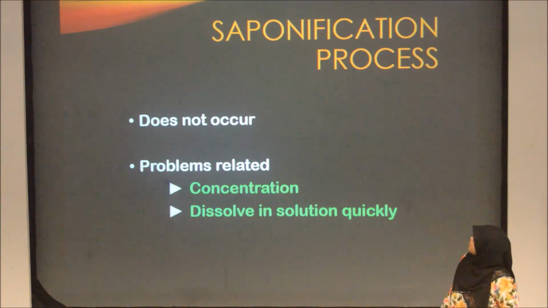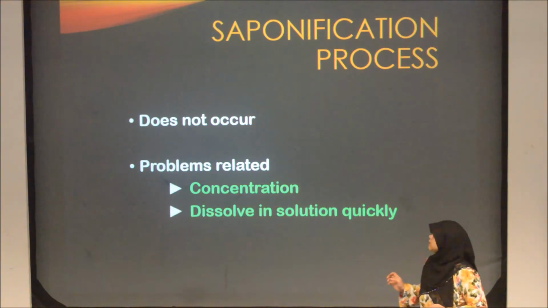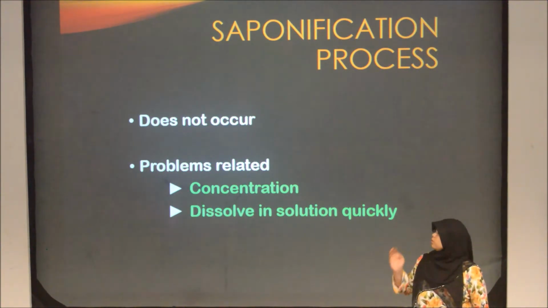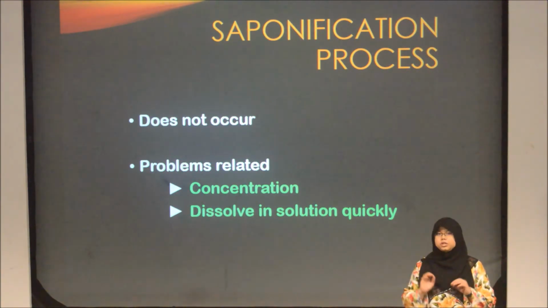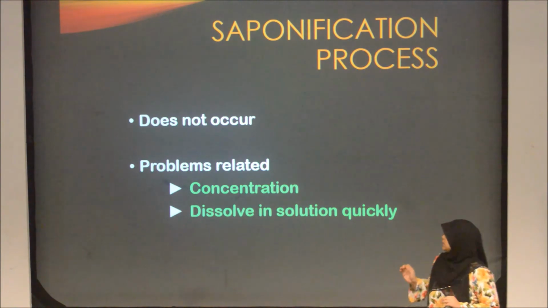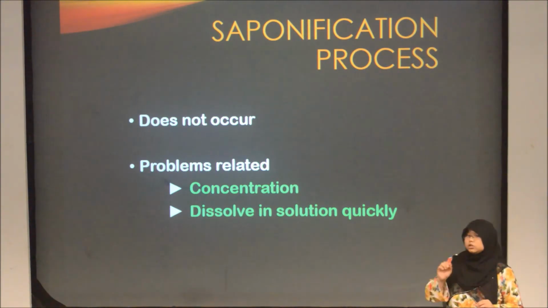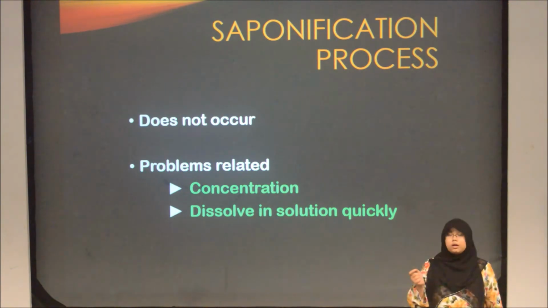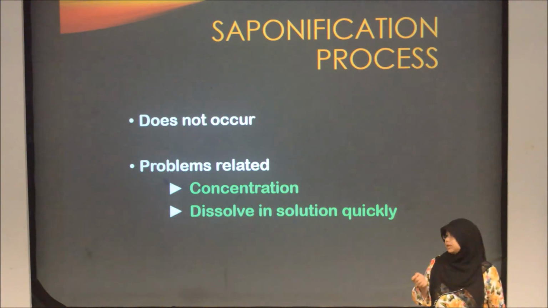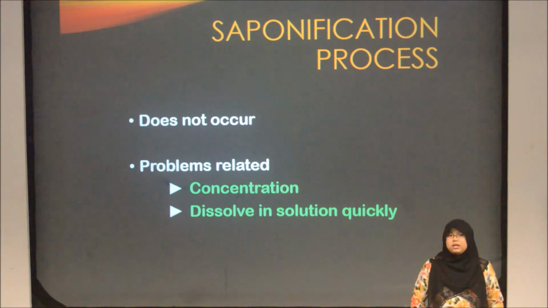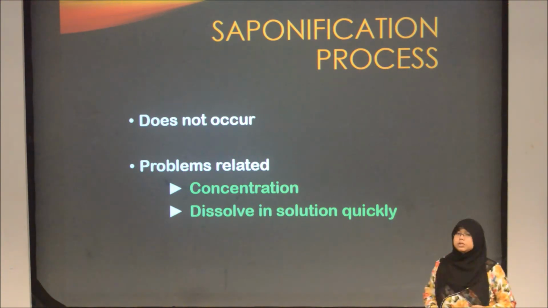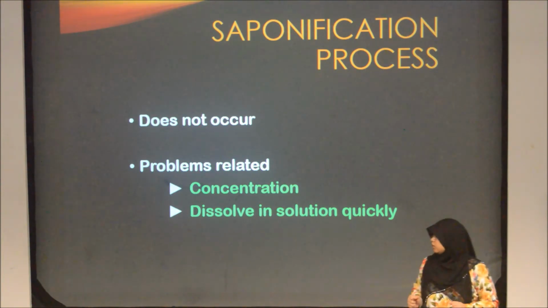Next is the saponification process. In this experiment, saponification does not occur. The saponification process is a process to form soap. This is due to the too small concentration of sodium hydroxide as well as ethyl acetate. Even if the soap was formed, it would dissolve in the solution quickly. That's all for my part.